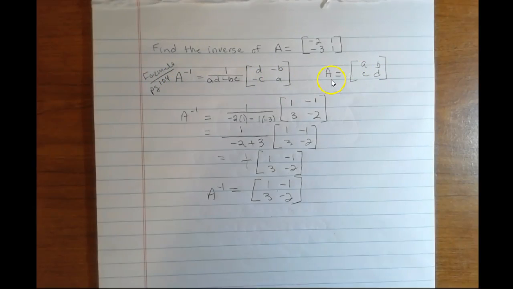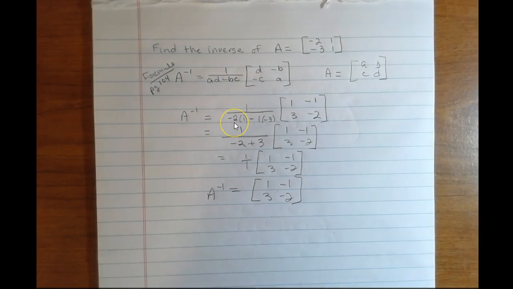If my matrix is A, B over C, D, then we're going to use this formula to find the inverse, which isn't too bad, and I've done that here. Then I'm also going to show you how to use your calculator. So let's start with the formula. Now remember, my A is going to be -2, the B is 1, C is -3, and D is 1. And we're going to plug those in.